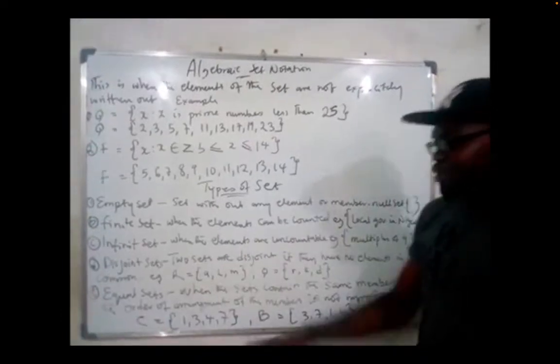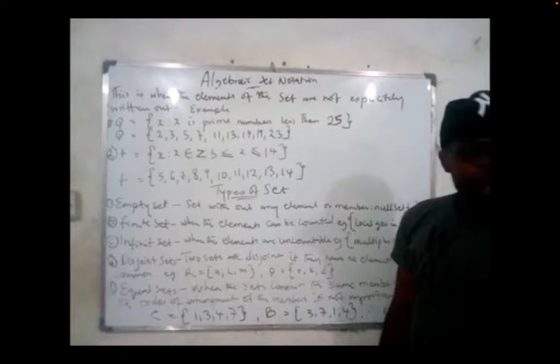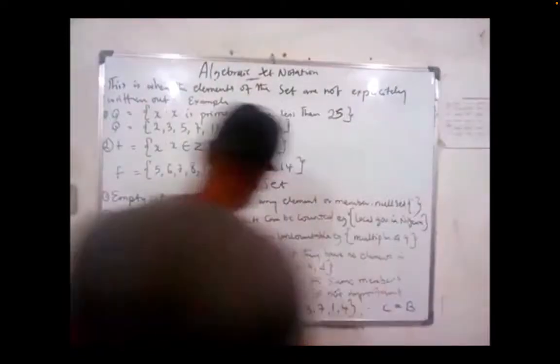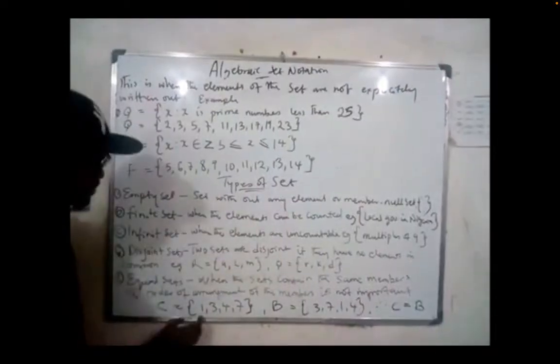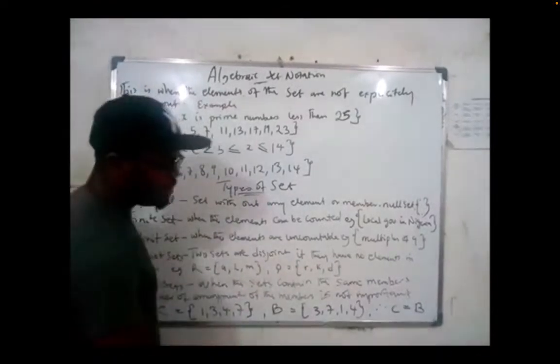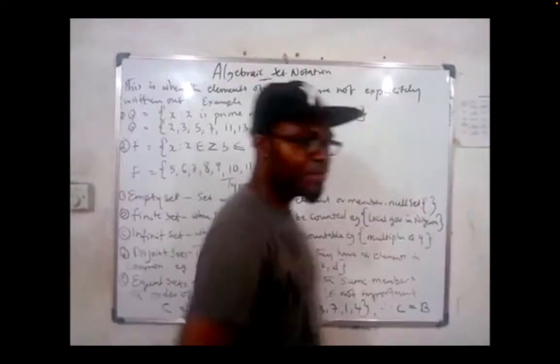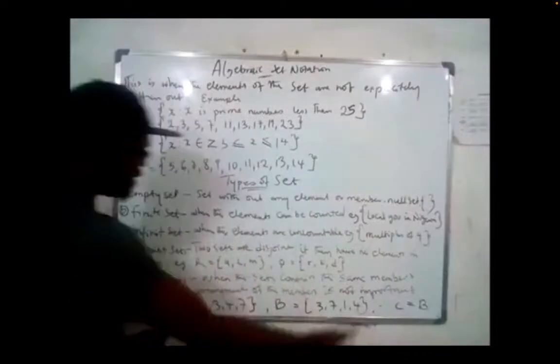Equal sets have the same members or elements, even if they are not written in the same order. Can you see set C? What are the elements of set C? 1, 3, 4, 7. What are the elements of set B? 3, 7, 1, 4. Why are they equal?